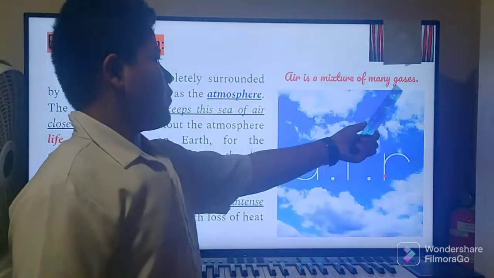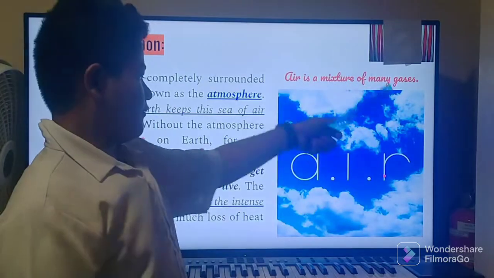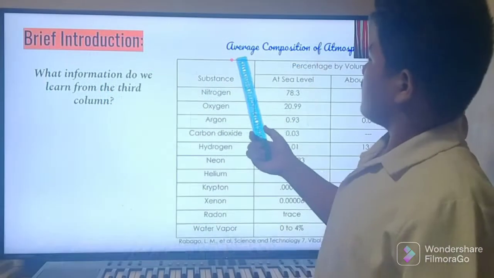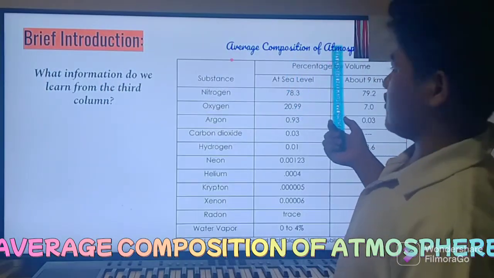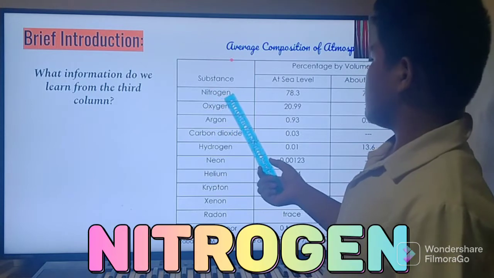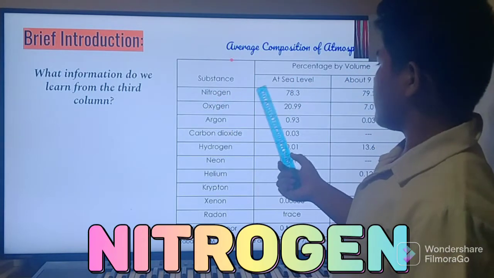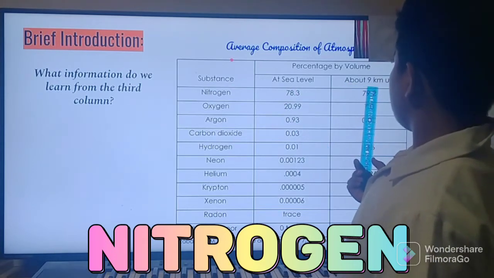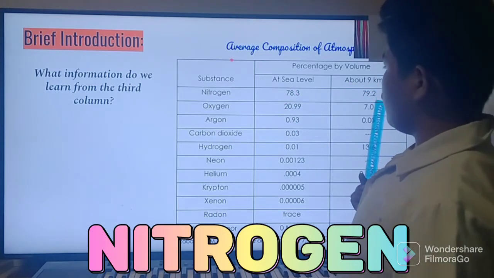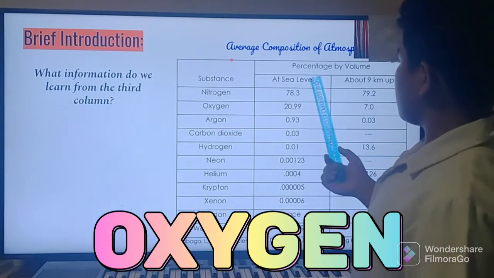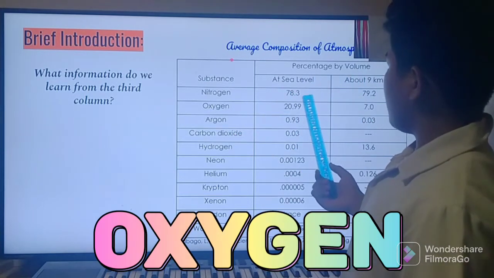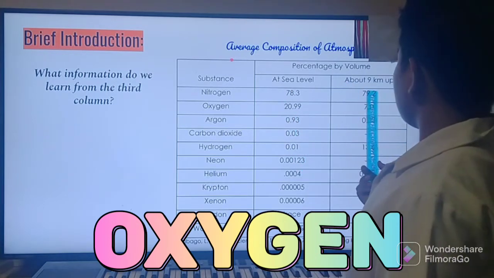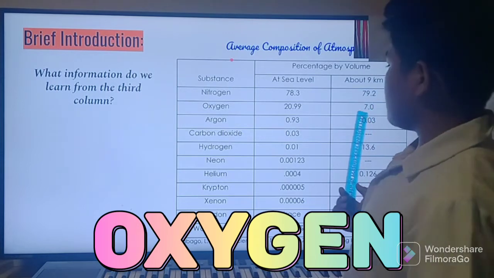Air is a mixture of many gases. Another brief introduction: average composition of the atmosphere. Substances. Nitrogen. The percentage by volume of nitrogen at sea level is 78.3 and about 9 kilometers up, 79.2. Oxygen, the percentage by volume at sea level is 20.99 and about 9 kilometers up is 7.0.